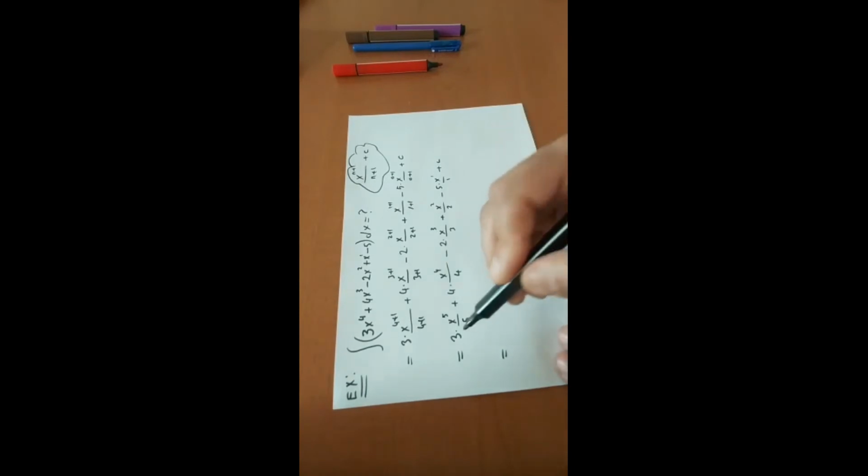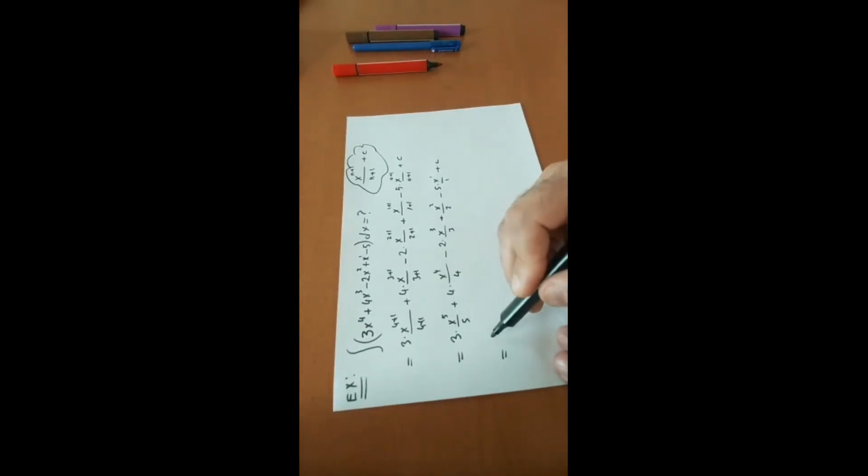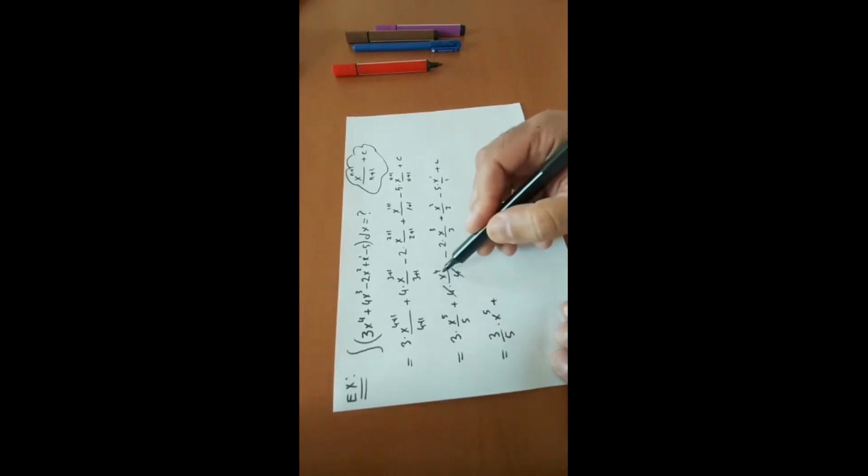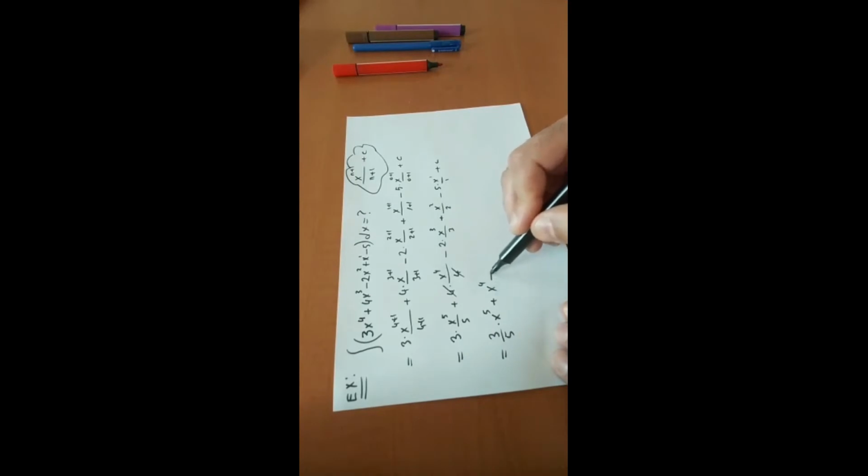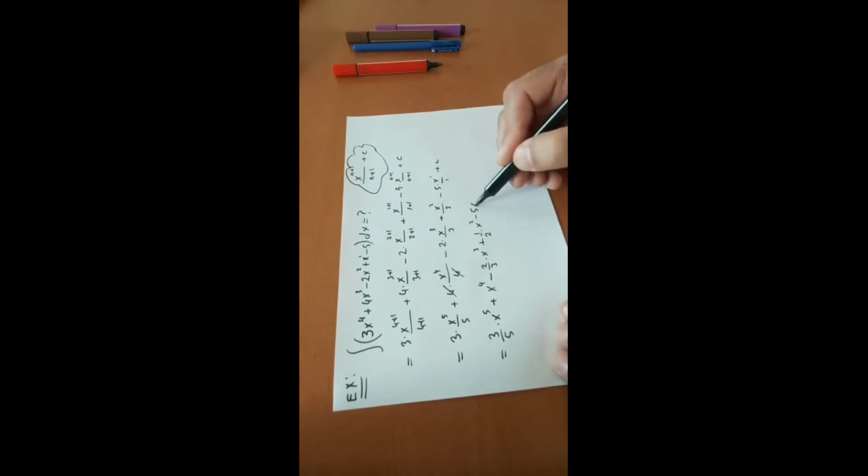Let's simplify it. There is 3 divided by 5 times x to the power of 5 plus this 4 is simplified, left x power of 4, minus 2 divided by 3 times x cubed plus 1 divided by 2 x squared minus 5x and plus c. Answer is given.